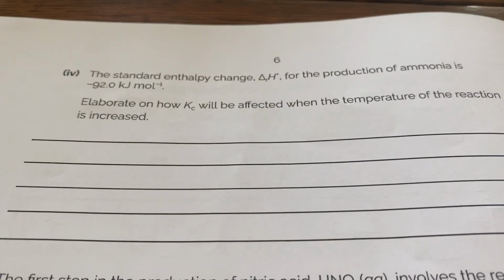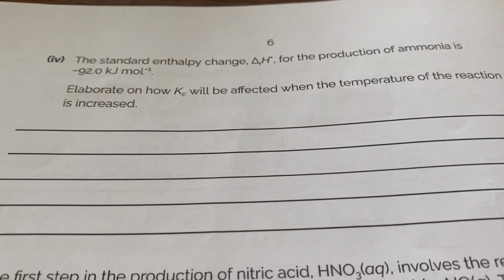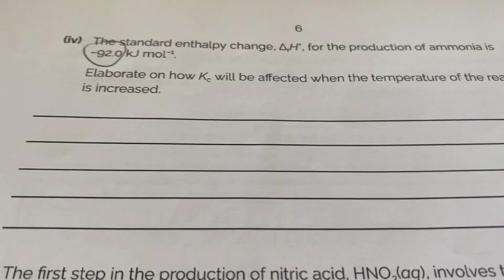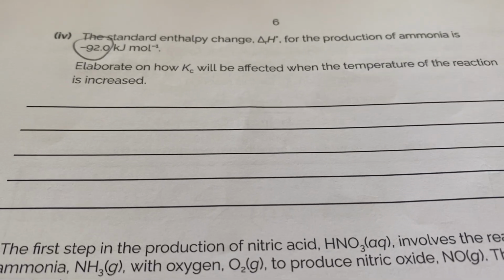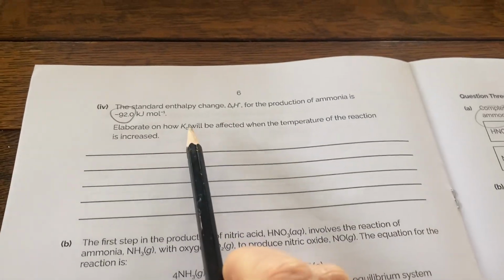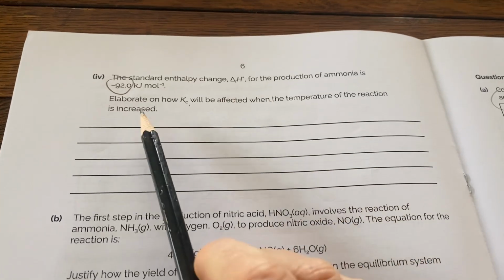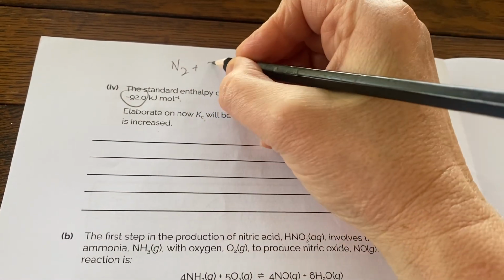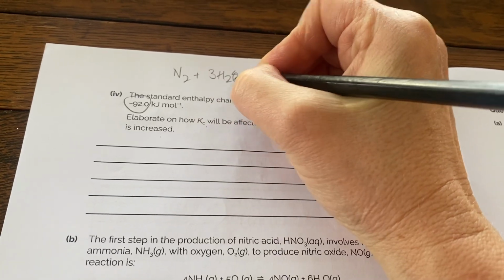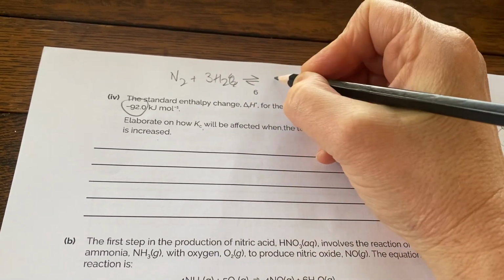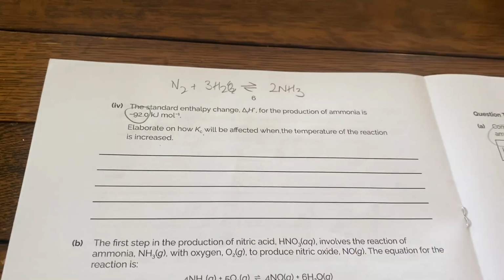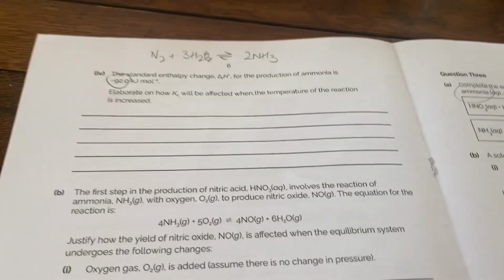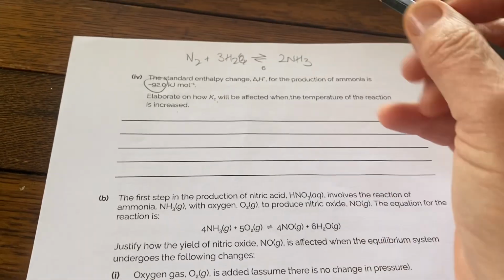Okay, the standard enthalpy change for the production of ammonia is negative 92 kilojoules per mole. So elaborate on how this would be affected when the temperature is increased. Okay, so I'm just going to write this back in here. Oops, sorry, H2 goes to 2NH3. Okay, so this is temperature, so it is going to change the Kc.